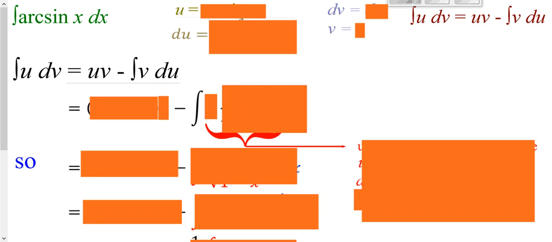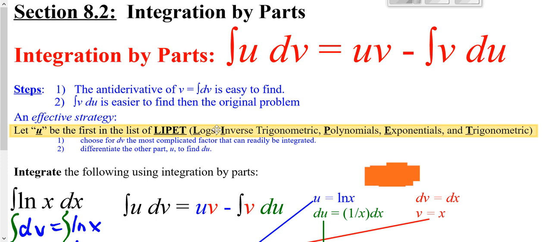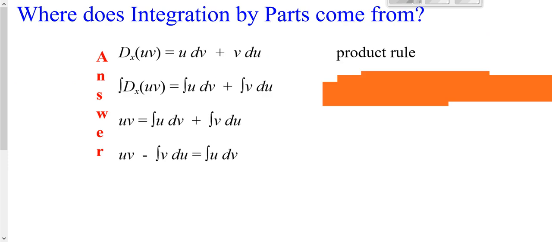So looking here, we want to integrate arc sine. Well, here's your integration by parts formula. We have arc sine, and we have dx again. So we're trying to integrate this. Obviously, we don't want arc sine to be our dv because that means we'd have to integrate it, and that's what we're trying to do. You can also think back to your LIPET: inverse trig functions show up first. So that's what you want u to be.